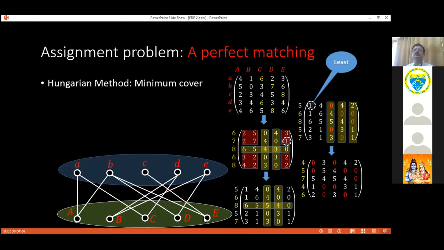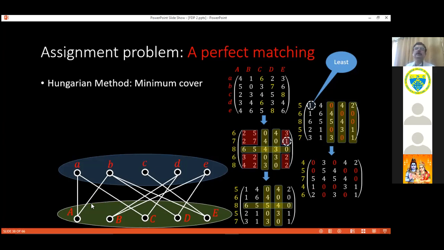Okay, now this process ends because each row contains a 0 and each column contains a 0. Previously, it was not there. Whenever there is a 0 in every column and a 0 in every row, stop. Every row and every column, stop.